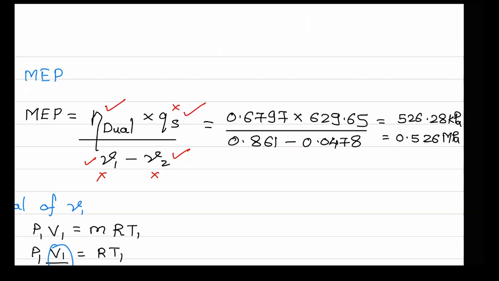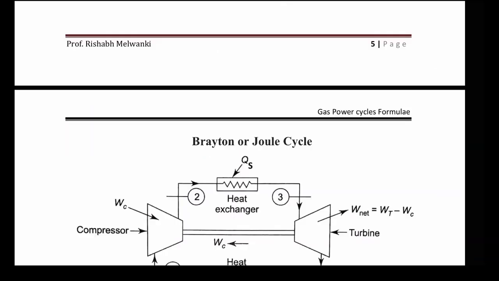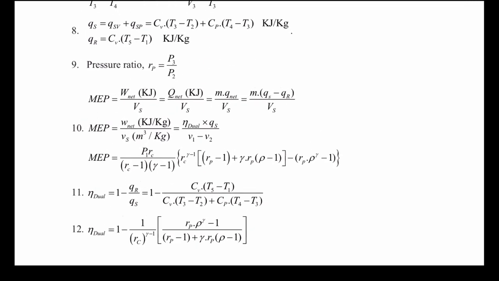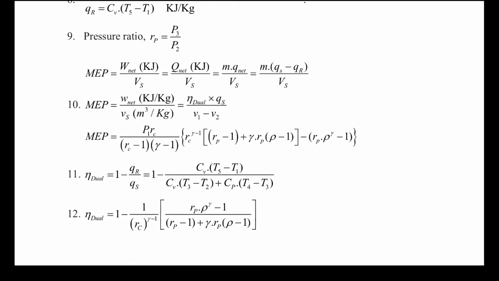The mean effective pressure is 0.526 megapascal. Now see, there is one more method by which we can find the mean effective pressure. But for that, you need to remember the equation. If I go back to the formula list of this dual cycle, here you can see we had used equation number 10. Instead of this, we can even use this equation, but it is difficult to remember.